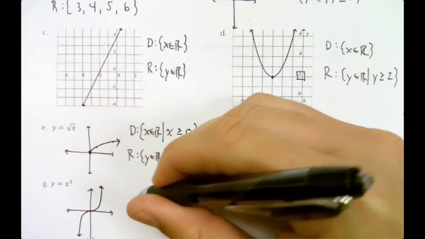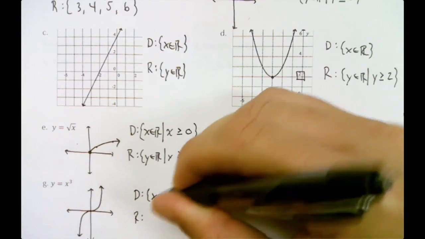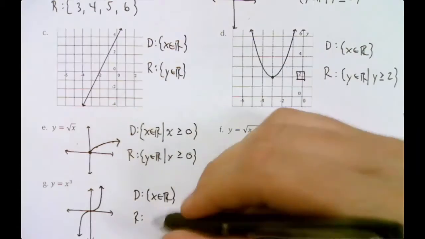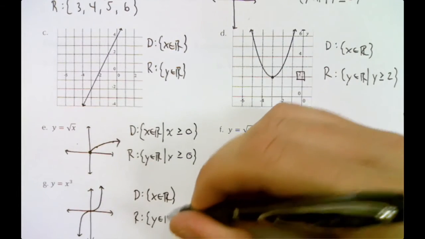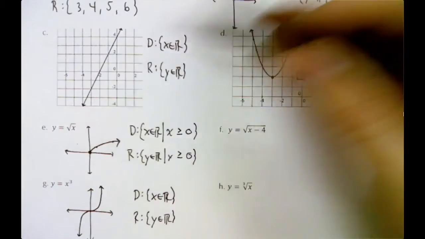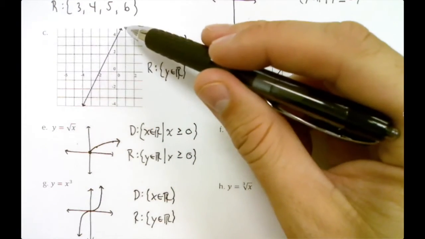And this, for domain and range, is actually pretty straightforward. X belongs to real, because we're continuing from left to right, no breaks. And y belongs to real, because we're continuing from bottom to top, no breaks. Just like this line. The only thing that's different is it curves in the middle.